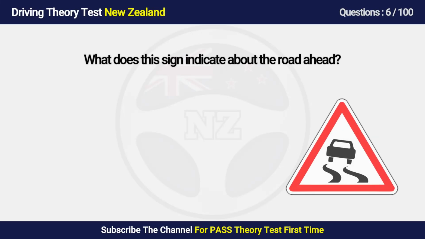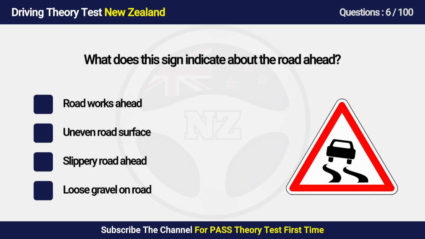Question 6. What does this sign indicate about the road ahead? A. Roadworks ahead. B. Uneven road surface. C. Slippery road ahead. D. Loose gravel on road.